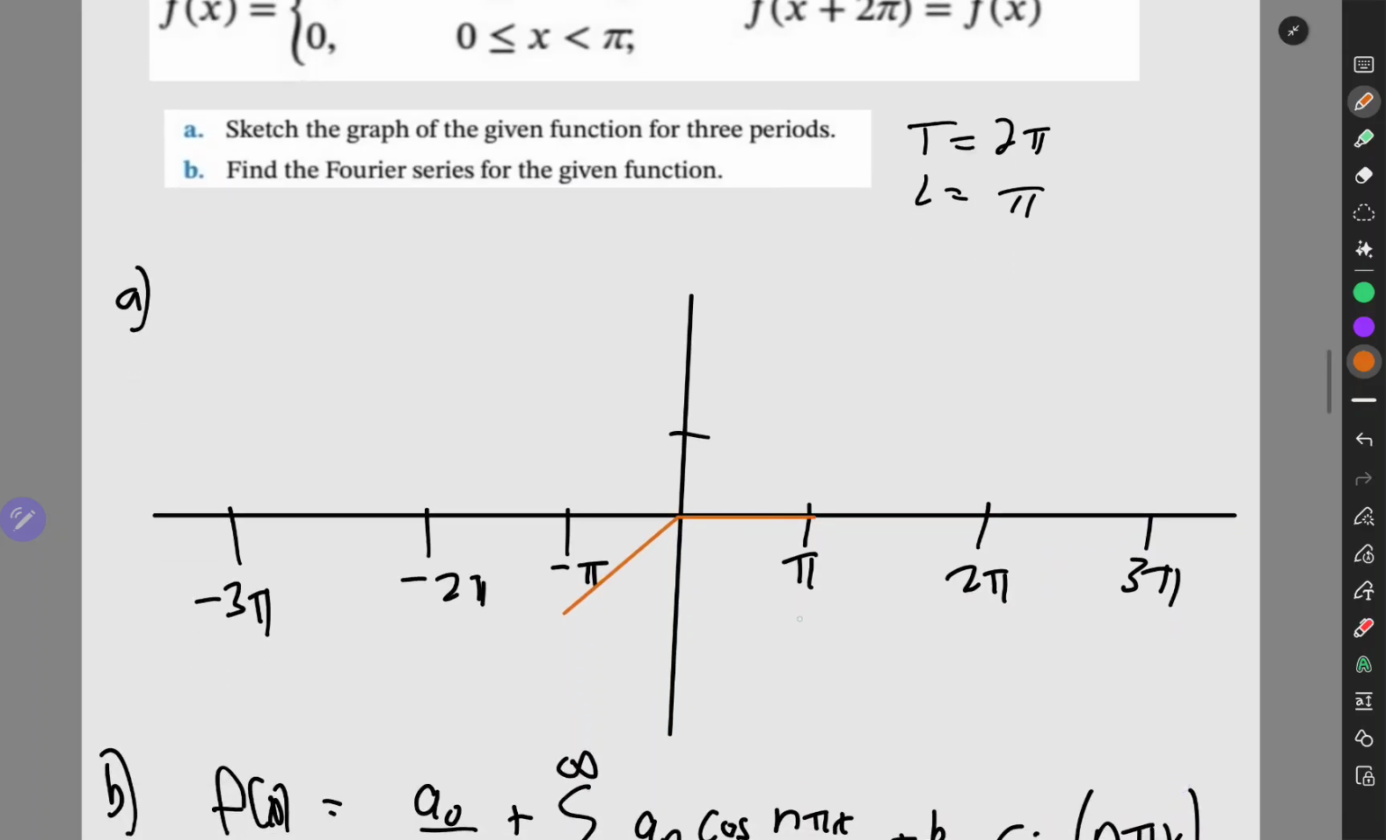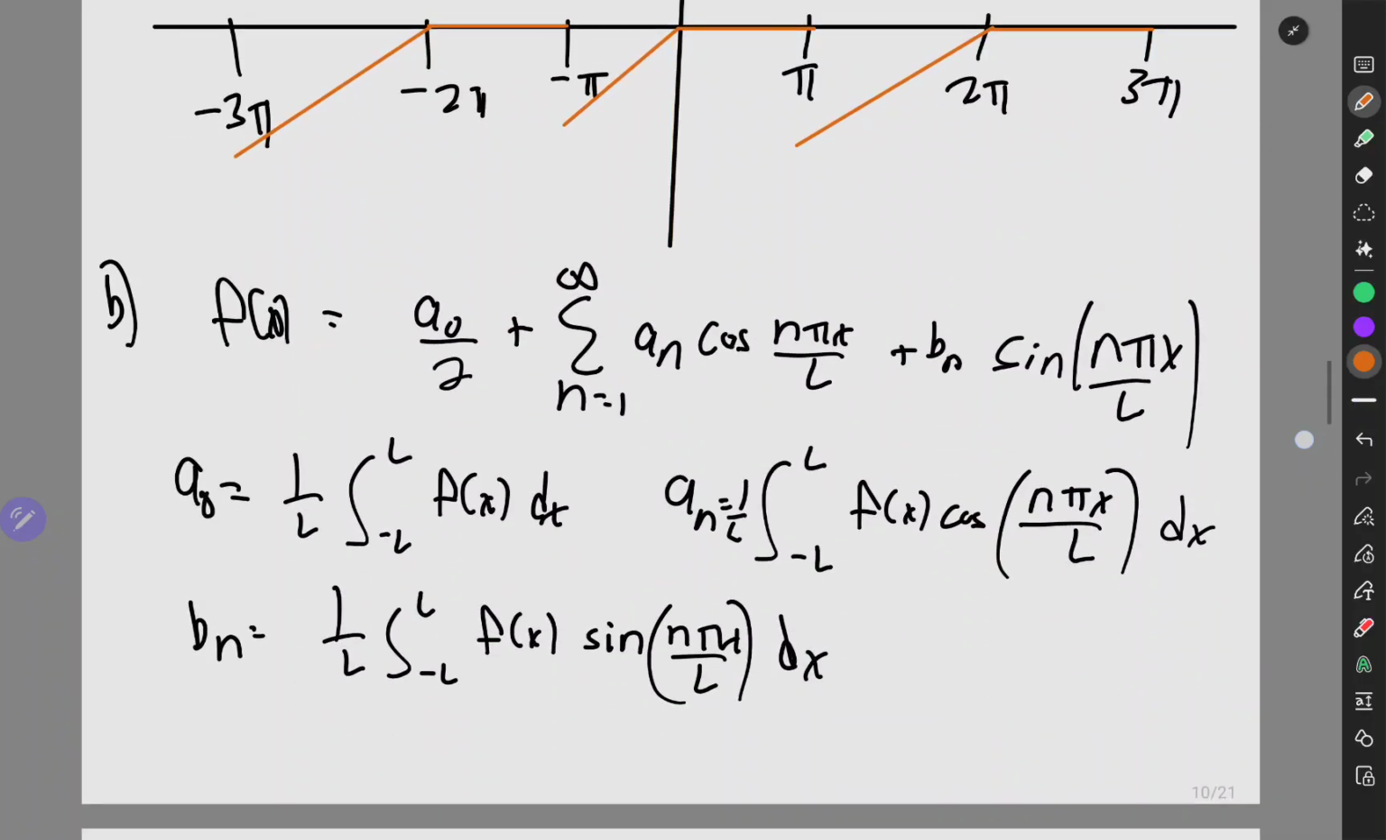And then we just need to sketch it for 3 more periods. Actually, wait, this is only 2 periods. That's fine. This is only 2 periods, by the way, not 3. Three periods would be 1 more. But this is enough to get the idea. You don't have to do 3 periods.